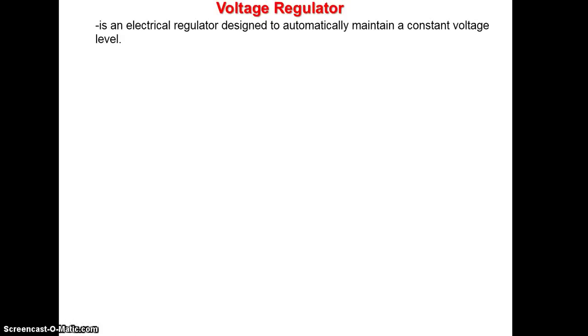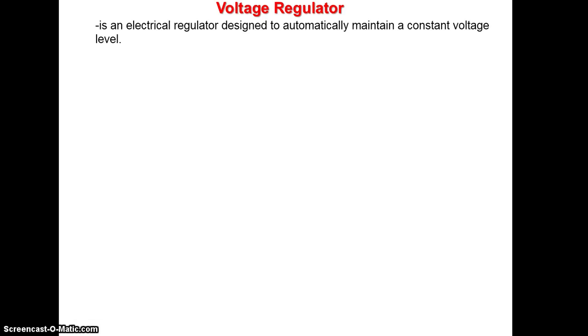The next application of operational amplifier is a voltage regulator. Already the term must be very much familiar to you. You have studied this voltage regulator in your electronic circuits, Zener diode as a voltage regulator. So you must be knowing what a voltage regulator is. Voltage regulator means it will regulate the output voltage.